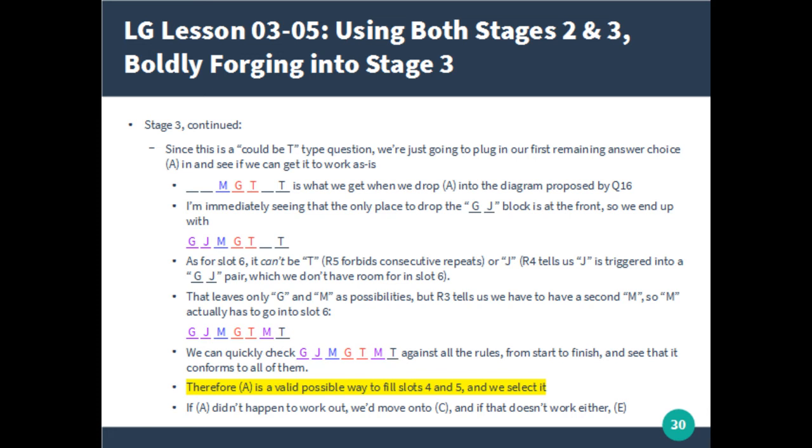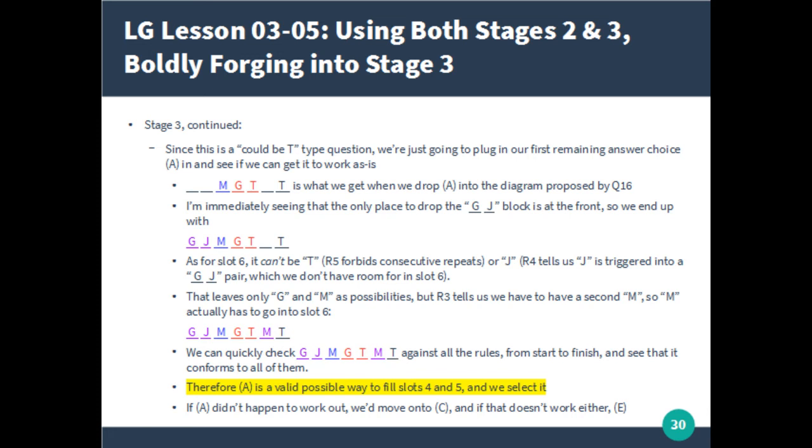And that's what we get: blank, blank, M, G, T, blank, T. After we have this picture, I am immediately seeing that the only place to drop the GJ block that we came across in Stage 2 is up front. So if I add that into what the answer choice already puts in there, we have G, J, M, G, T, blank, T.